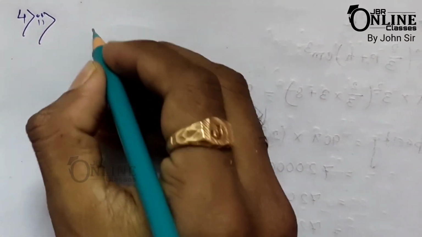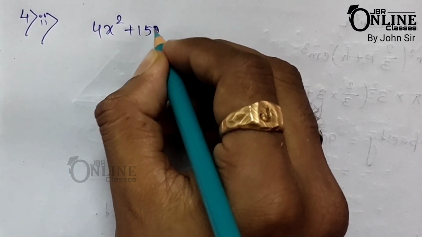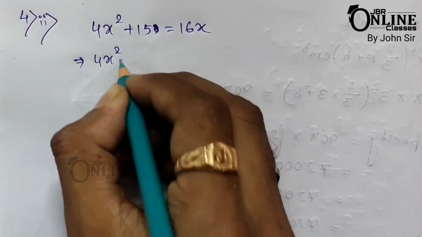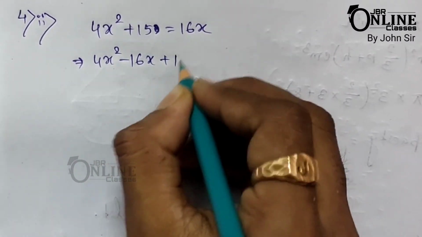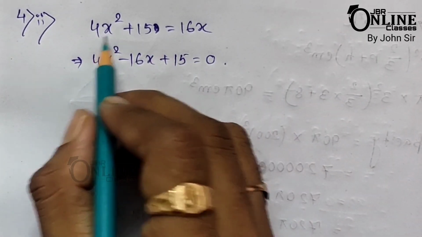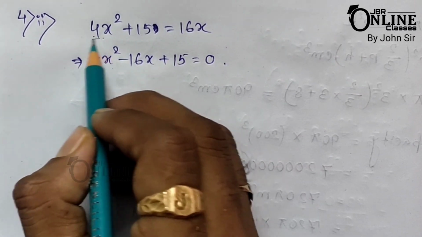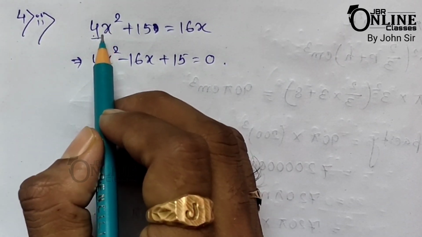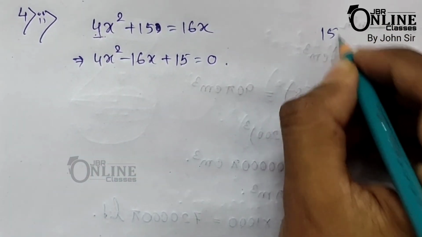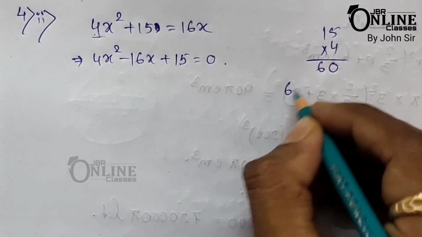Now sum number 4(2). In sum number 4(2), 4x square plus 15 equal to 16x. So in the next line, 4x square minus 16x plus 15 equal to 0. Now in the previous one there was no coefficient with x square, but in that case there is a coefficient with x square. That means first you have to multiply 4 with the constant term. So 15 into 4, 60.